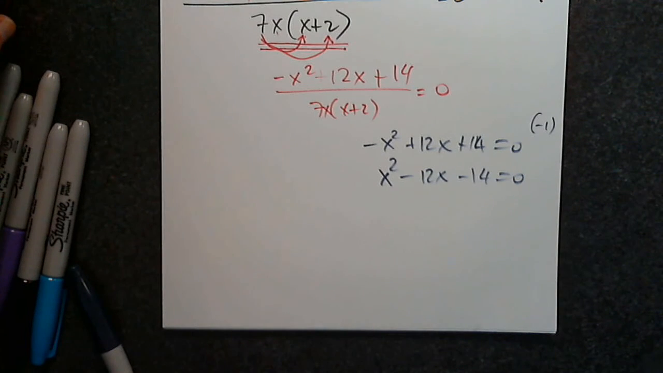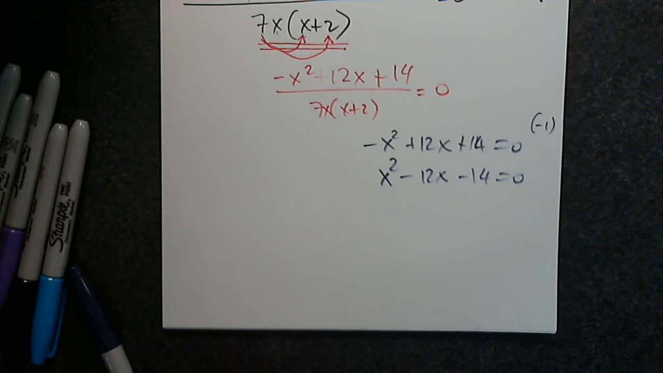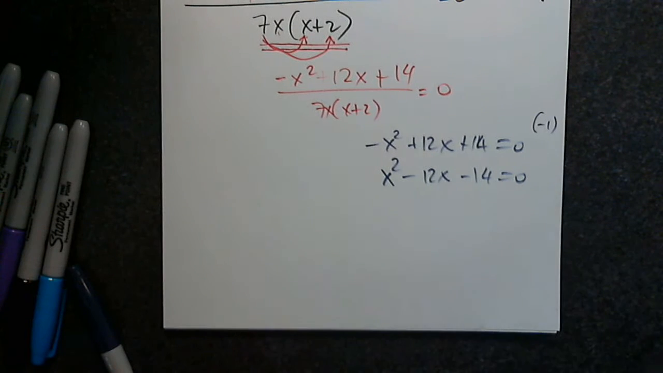That's why I put that in our strategy. Always take the negative 1 out. If it's something you have to factor, the factor has to stay. But if it's an equation, I can always divide by negative 1. I'm not going to change the solutions.